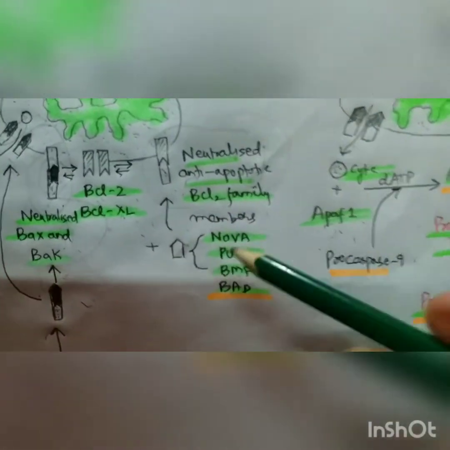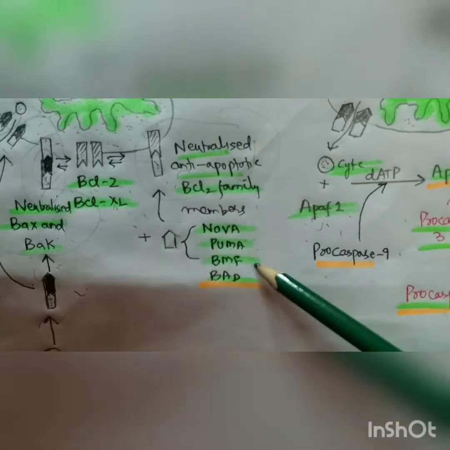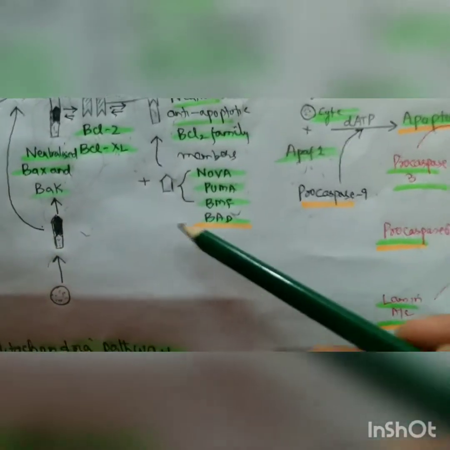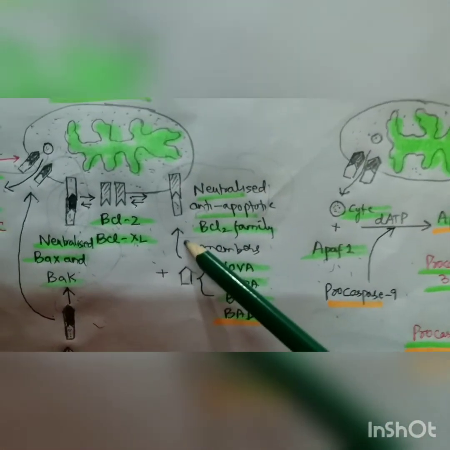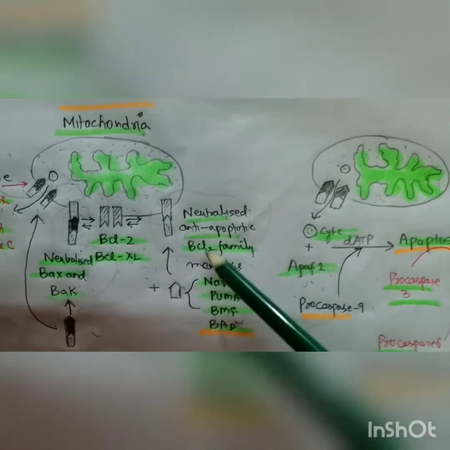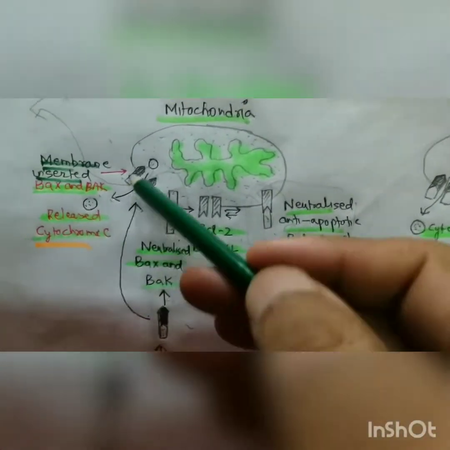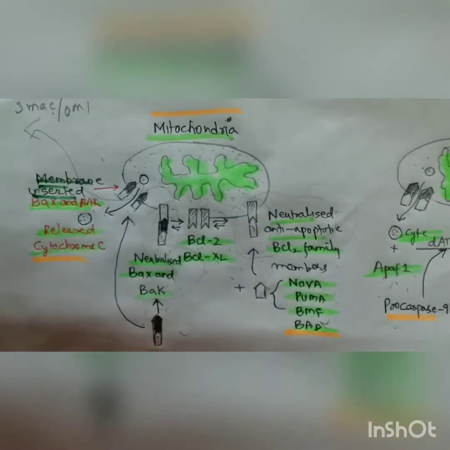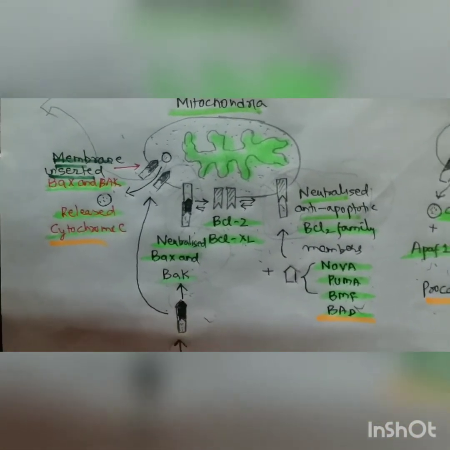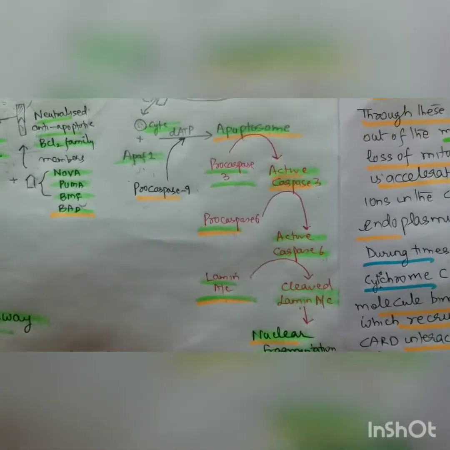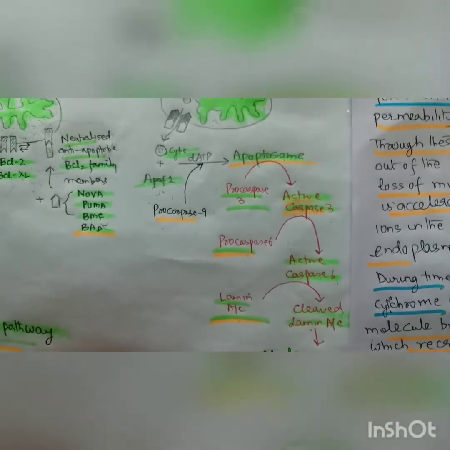Now comes into the scene the single domain BH3 proteins, NOXA, BIM, BID, BAD, PUMA, right? What they do is neutralize BCL2 and BCLXL, they catch hold of them, which makes BAX and BAK free, and they result in the formation of pores as they are inserted into the mitochondria and release cytochrome C, resulting in the formation of an apoptosome. This which we did right now is also called the intrinsic pathway.